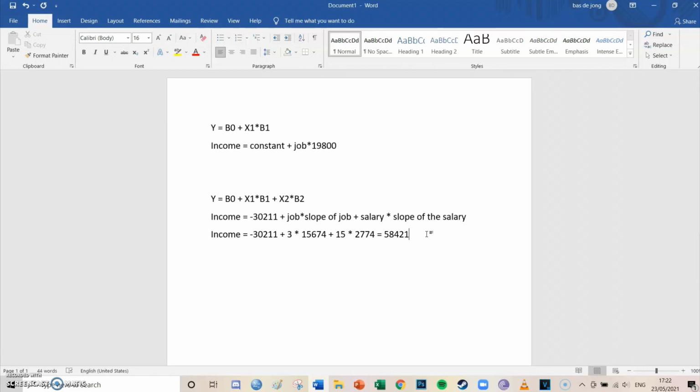And you can just practice with this. I could also have taken, for example, a tier 1 job who earns 12 euros an hour, but for now I'm not going to do that. I think that this example is pretty clear. So this was how to do calculations with mediating variables.